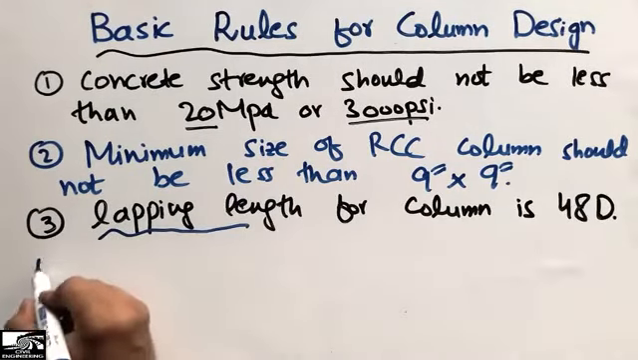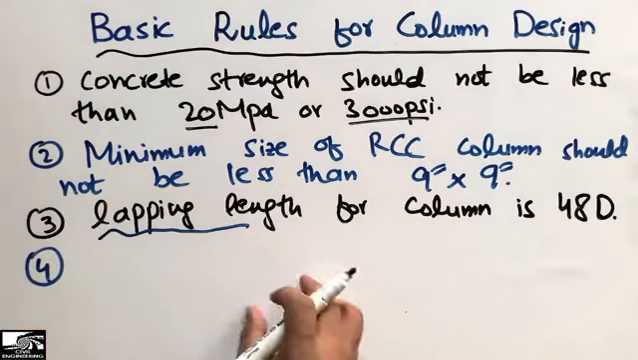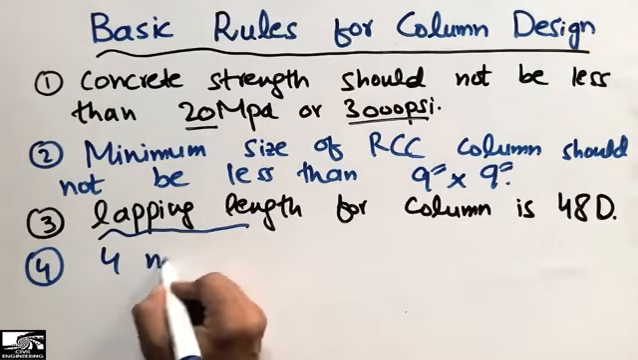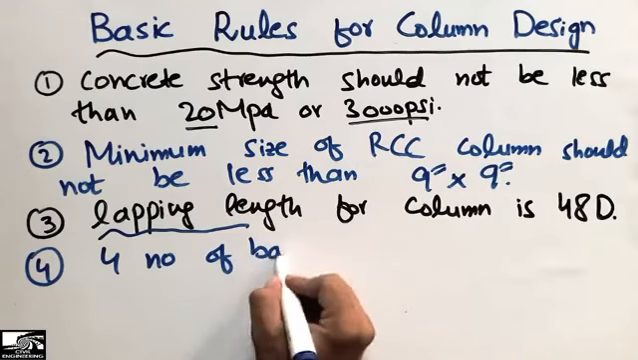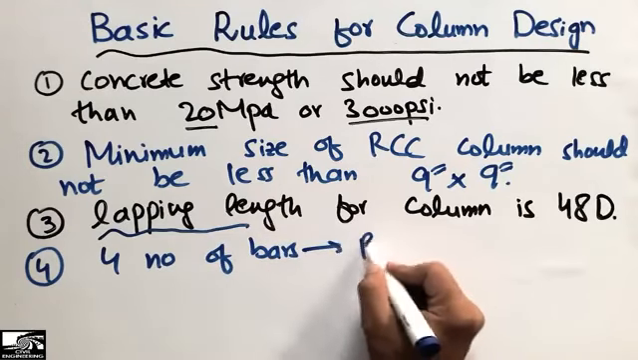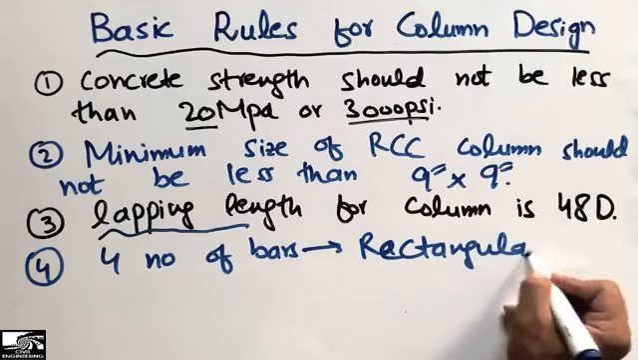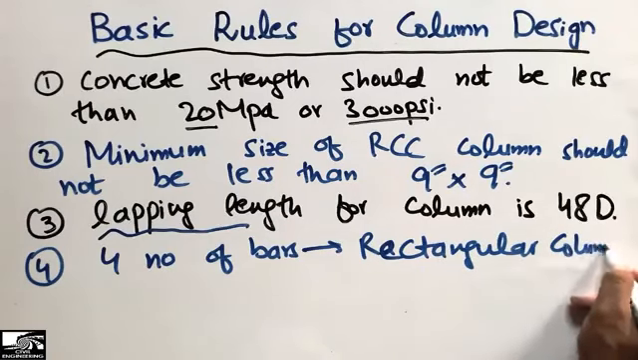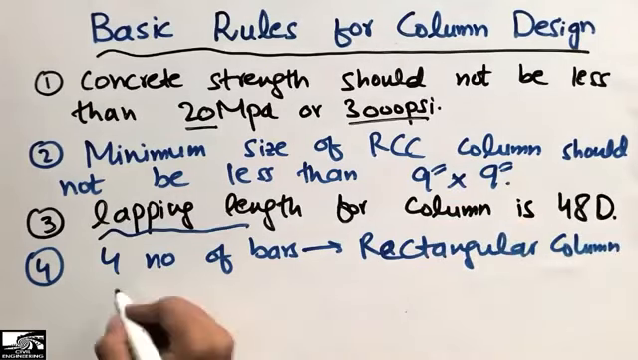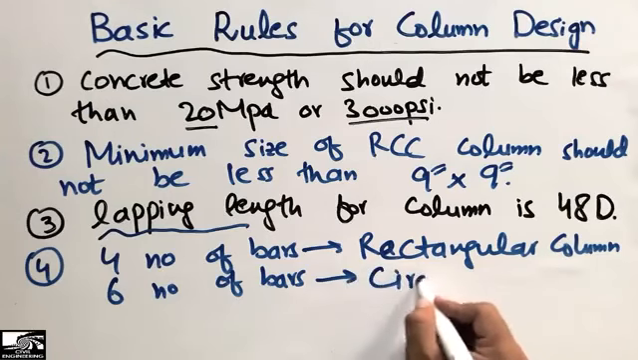The fourth point is that we must provide four bars in case of the rectangular column. This is the minimum number of bars we should provide in case of the rectangular column, while in case of the circular column we must provide 6 bars.